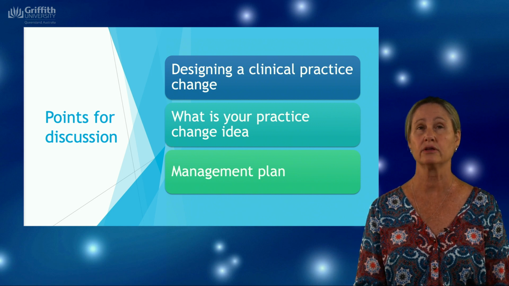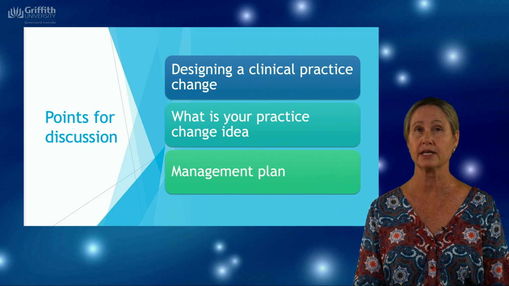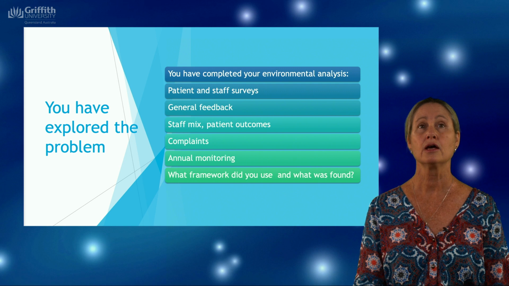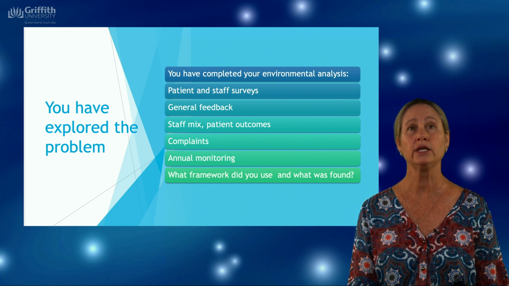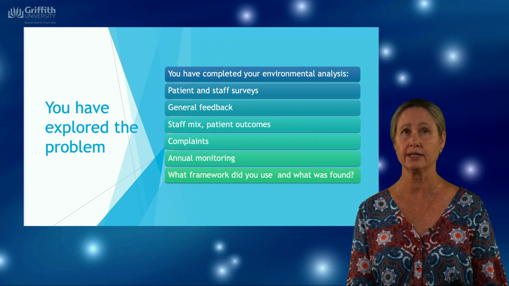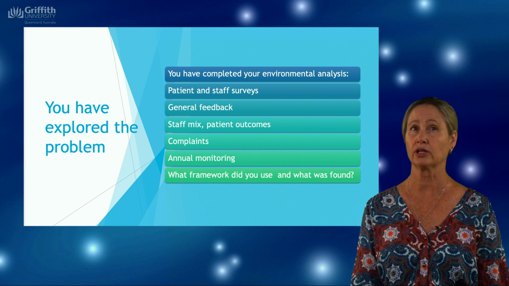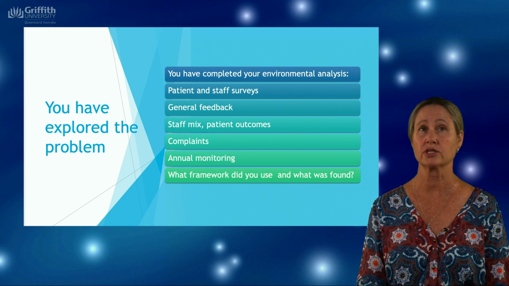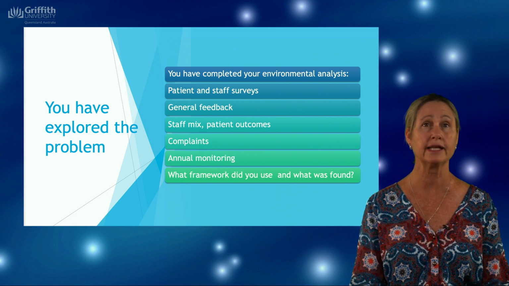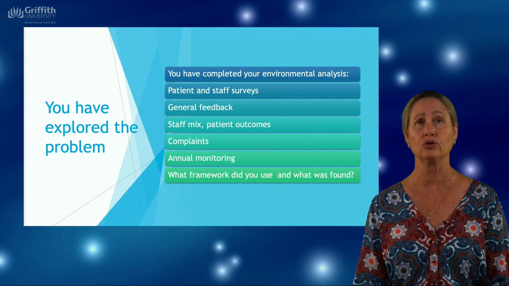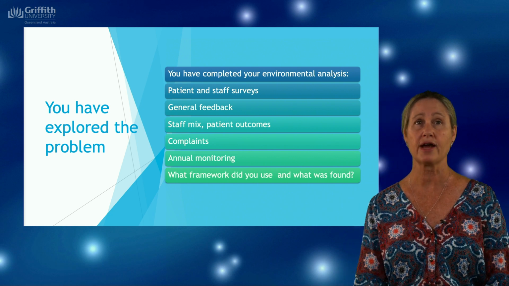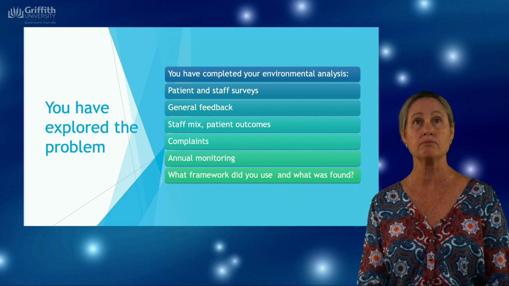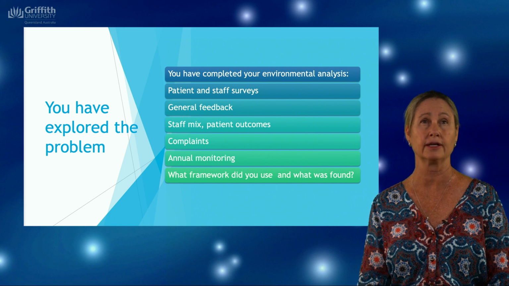And so looking at how this could be developed in your clinical area and what sort of management plan you'd use. So as you're going through this, we know that you've explored and completed your environmental analysis. This may have included patient or staff surveys, general feedback. It may have been in relation to staff mix or patient outcomes, complaints, or some of your aspects of annual monitoring. Think about what framework you used and what you found and what your recommendations were, because this is what then builds your assessment item for this A3.